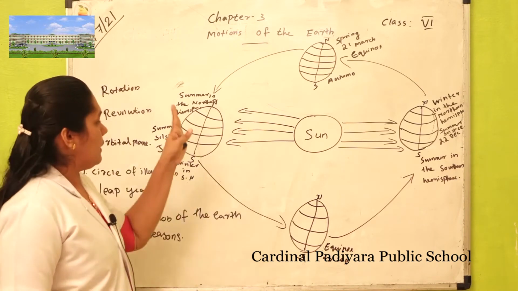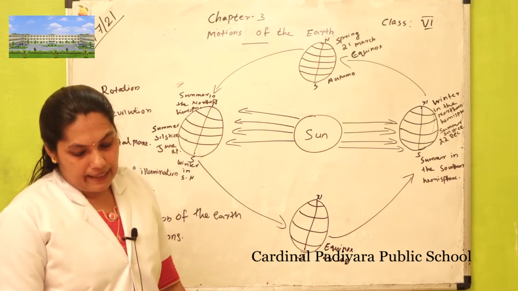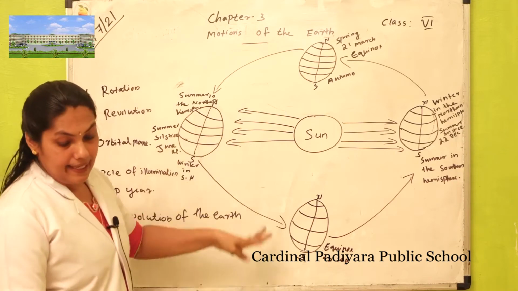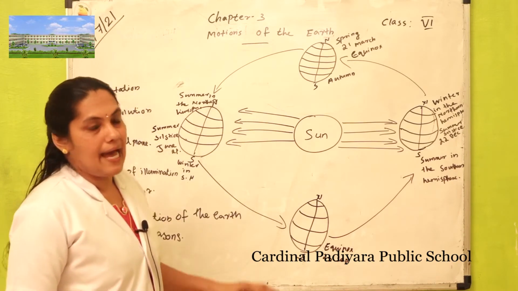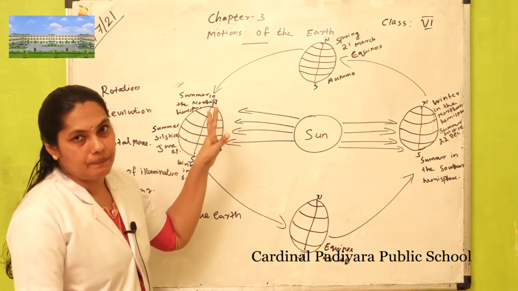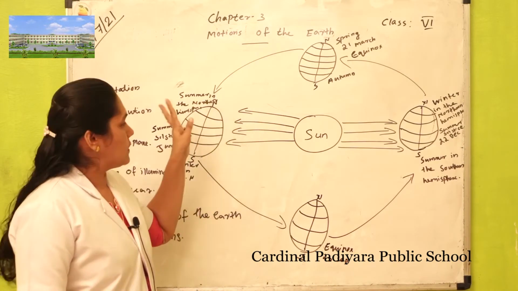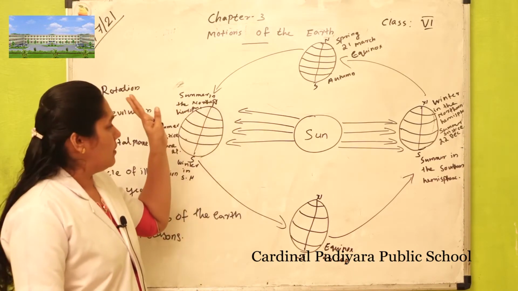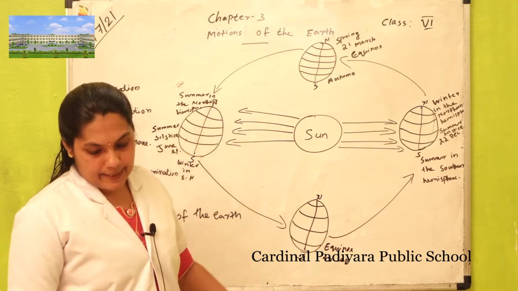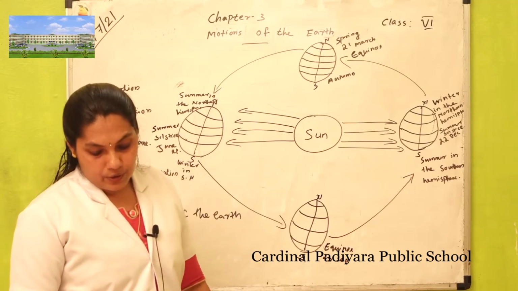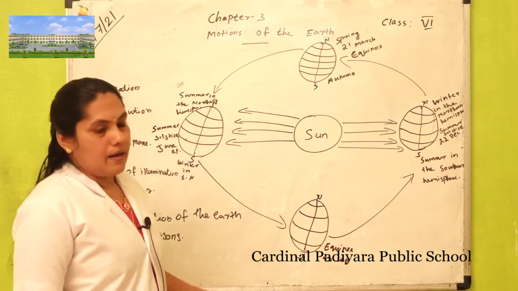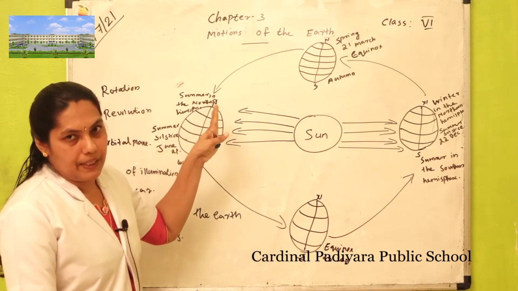In the northern hemisphere, there is the longest day and shortest night. That occurs on 21st June in the northern hemisphere.